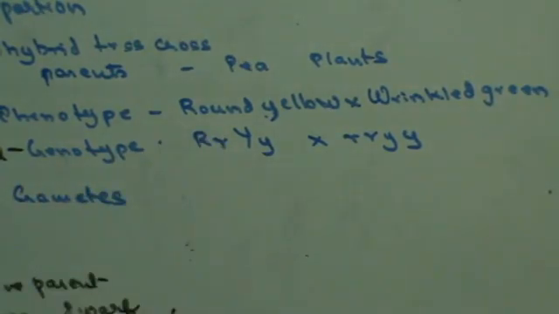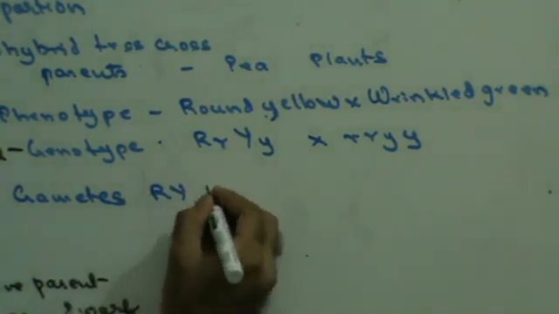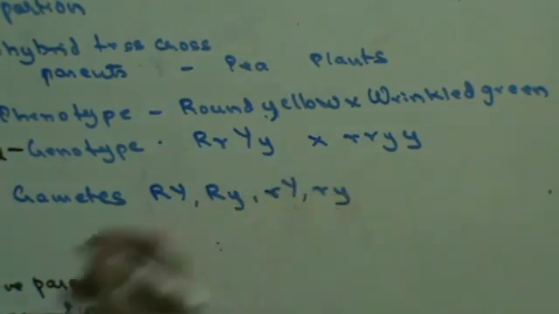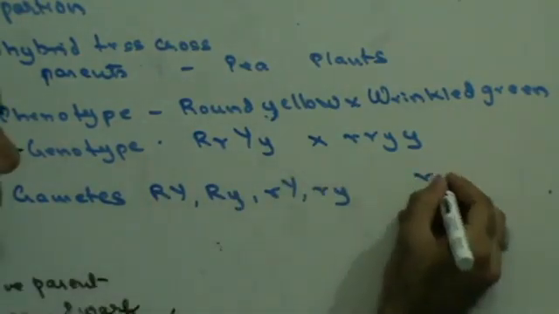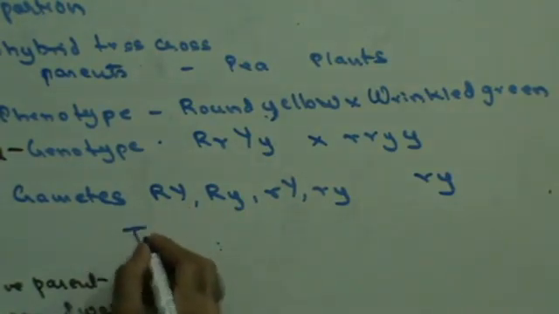Now this is going to produce 4 different types of gametes. That is going to be RY, Ry, rY and ry. These are the 4 different types of gametes that will be produced by the F1 hybrid, and the wrinkled green is going to produce only one type of gamete. Right? Now let's check the test cross offspring.